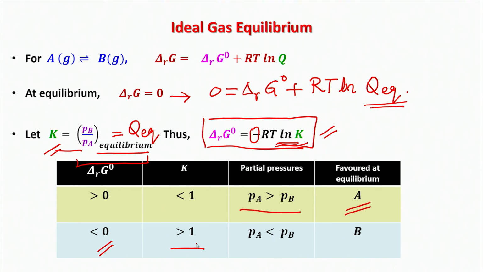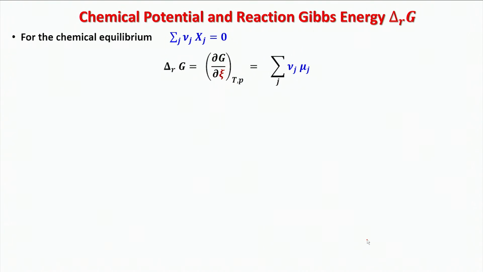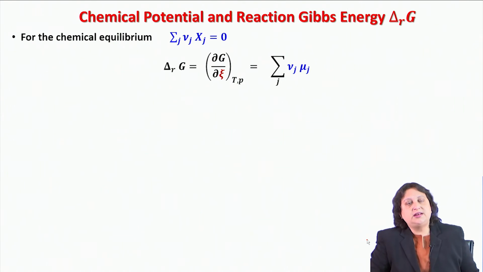Therefore, in terms of the partial pressures, I would say that delta Rg naught less than 0 tells me that partial pressure of A must be less than partial pressure of B. This means that the product B will be favored at equilibrium. Therefore, let me summarize what we have learned in this lecture in terms of chemical potential and reaction Gibbs energy.